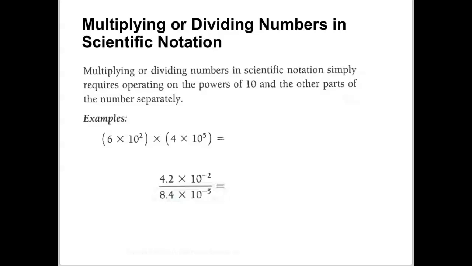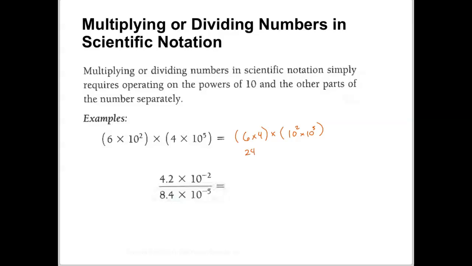So something like this, 6 times 10 to the second times 4 times 10 to the fifth, what I would do is just group the 6 and the 4, group the 10 to the second and the 10 to the fifth. All right, 6 times 4 is just 24.